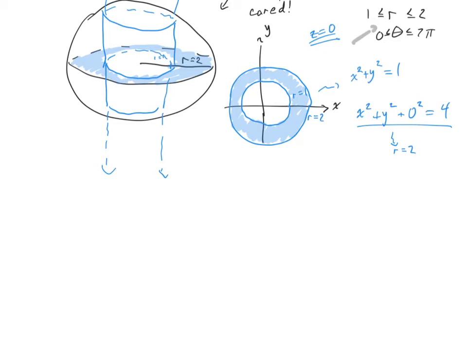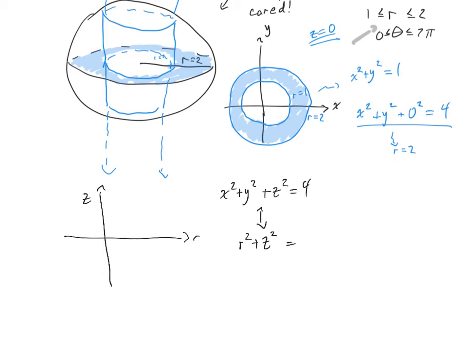The other function we need is z. I claim the zr plane. If you take this other equation we have, x squared plus y squared plus z squared equals 4, that's the same as r squared plus z squared equals 4. And this is, in this plane, a circle.